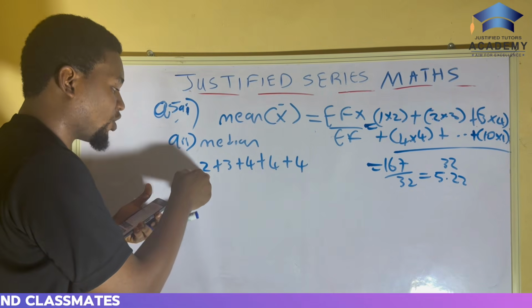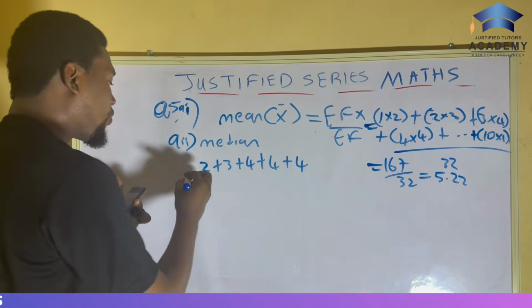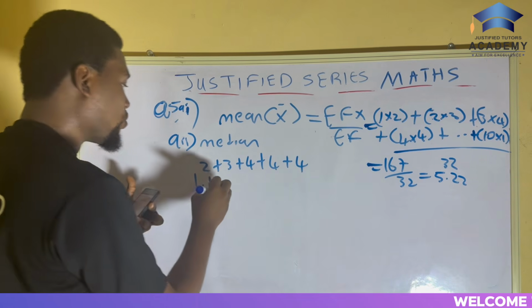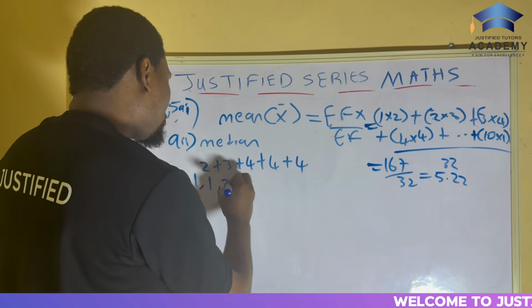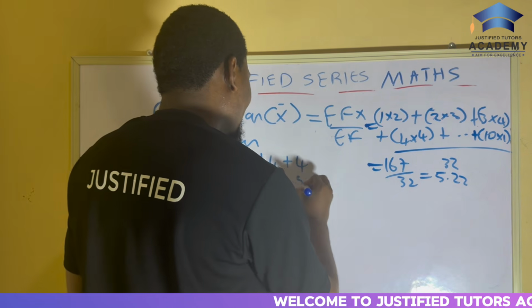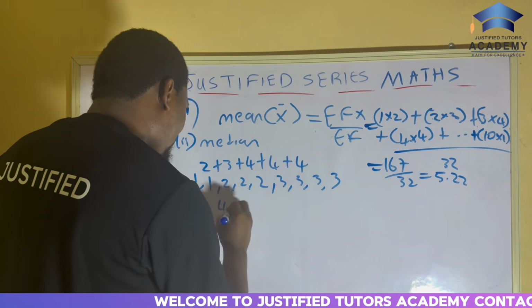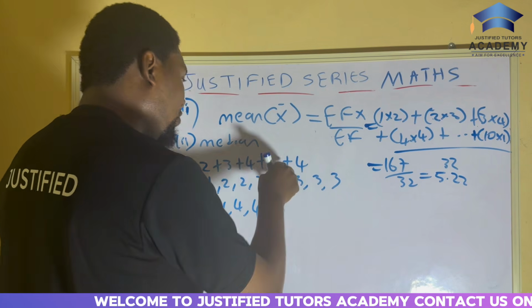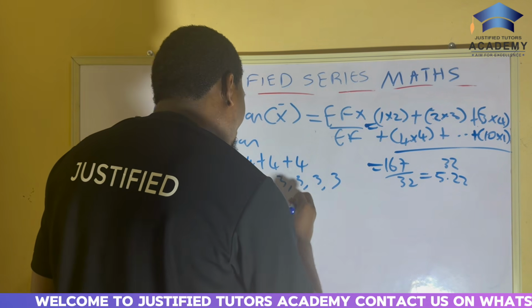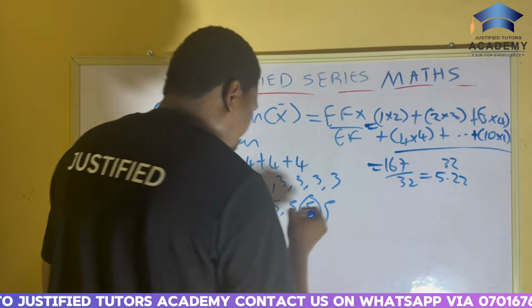16 does not fall in here because this one is 2. For number 1, we are having 1, 1. For this one, we are having 2, 2, 2. For this one, we are having 3, 3, 3, 3. For this one, 4, 4, 4, 4. And for this one, 5, 5, 5, 5. So the median falls at this point, which is the 16th number.